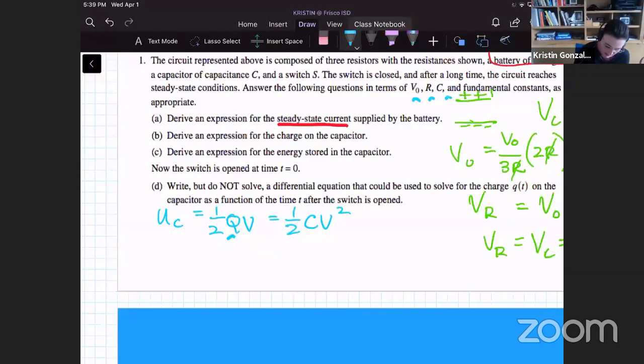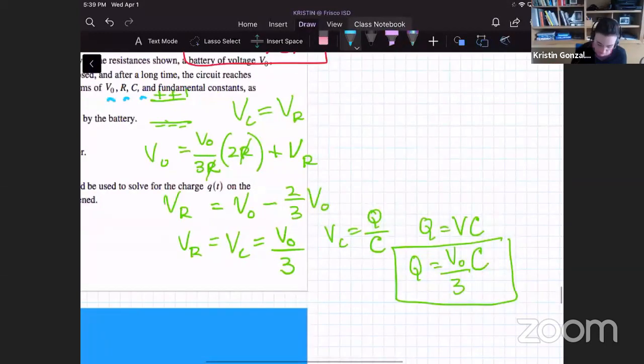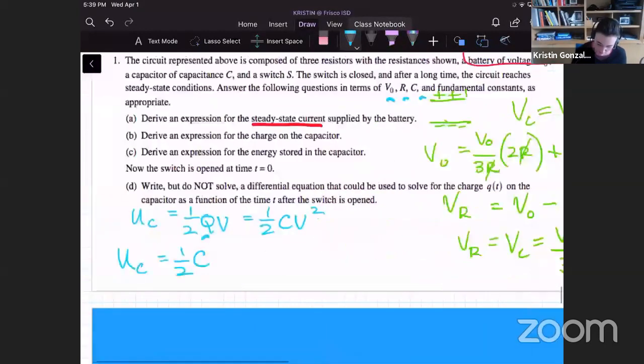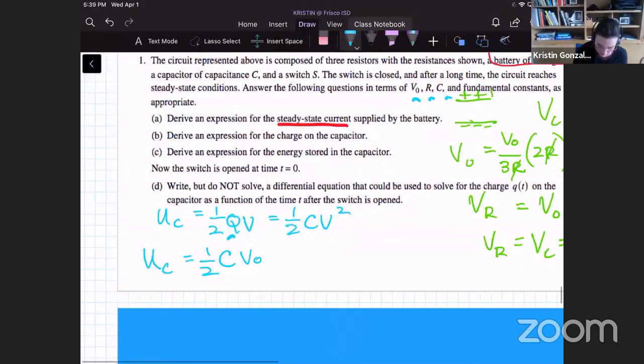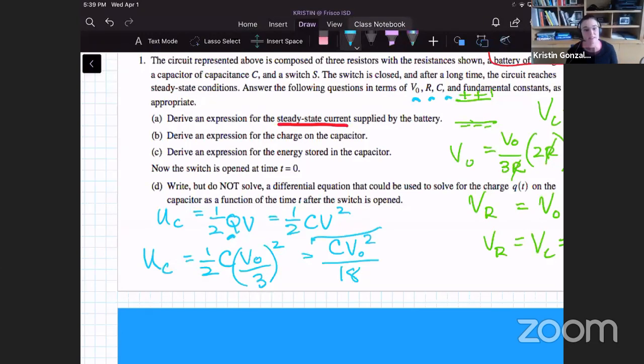So we know that the energy stored on the capacitor is 1/2 C, which we know the capacitance of that is just C. And we know the voltage drop across that capacitor, the potential difference, is equal to V0 over 3. But this is squared. So if we square both of those, we get V0 squared over 9, times 1/2. So this becomes C times V0 squared over 18, the energy that's stored in the capacitor.